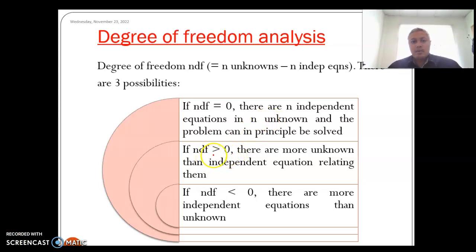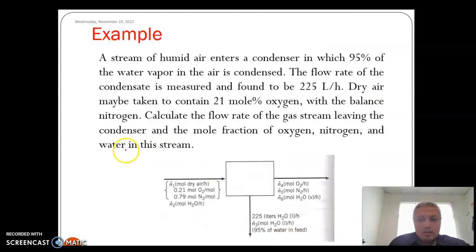Second one is number of degree of freedom is greater than 0. There are more unknown than independent equation relating them. And then finally we have a number of degree of freedom is less than 0. There are more independent equation than unknown. So for this one we cannot solve because we have more unknown than the independent equation. Okay, now let's look at the example.